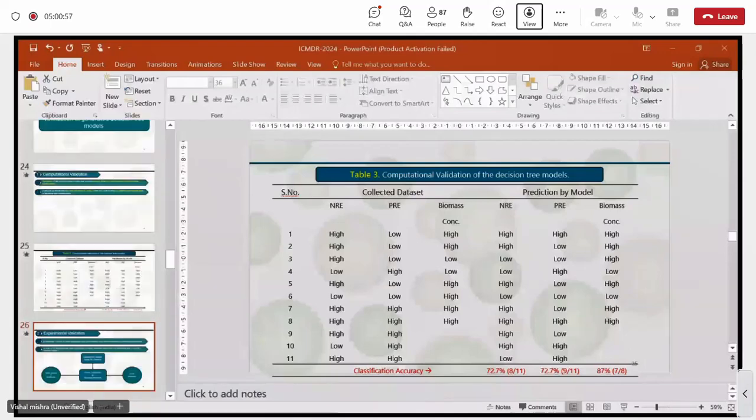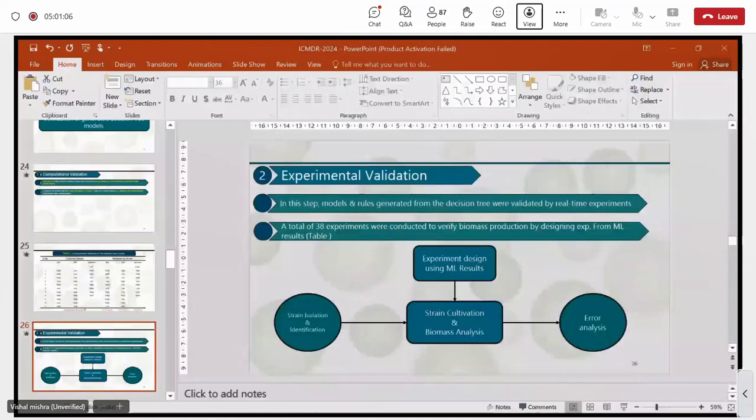Now the experimental validation. In this step, the model and rules generated from the decision tree were validated by real-time experiments. This was the comment we got from one of the good Nature journals, that the paper is really very good, but they desired some real-time experiments. So one of my MTech students, along with my two PhD students, Dr. Vishal Singh and Manisha Verma, all three of them started working on this concept, and a total of 38 experiments were conducted to verify the biomass production by design of experiment from ML. Next I will be showing some tables for the results.